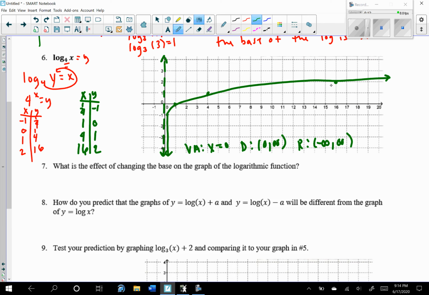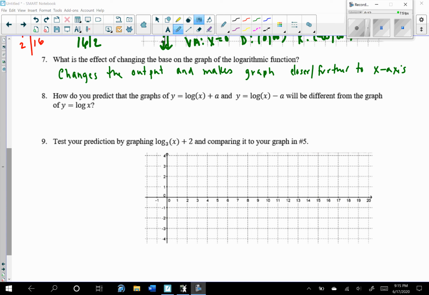So the next question says, what is the effect of changing the base on the graph of the logarithmic function? So it changes our output values and makes the graph closer or further to the x-axis depending on what those values are.